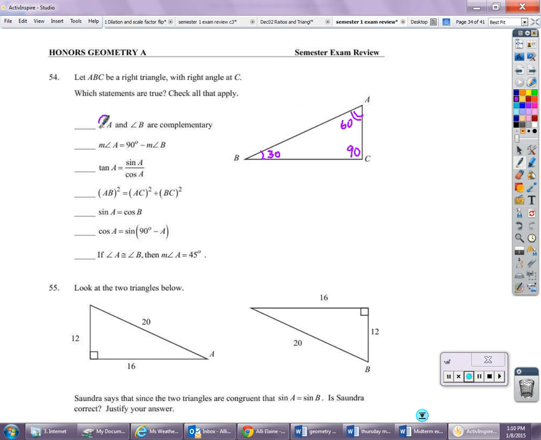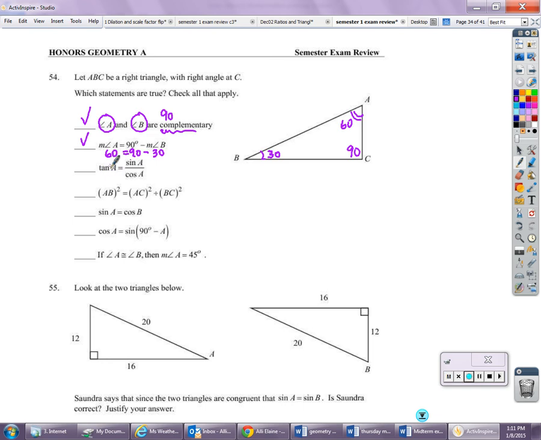So they say that angle A and angle B are complementary. C starts with a corner, 90 degrees. Complementary means that they add up to 90, and you can see that 30 and 60, A and B, do add up to 90. So this is true. Alright. Angle A equals 90 minus angle B. Angle A is 60, equals 90 minus my angle B, which is 30. 90 minus 30 is 60, so this looks like it's true.